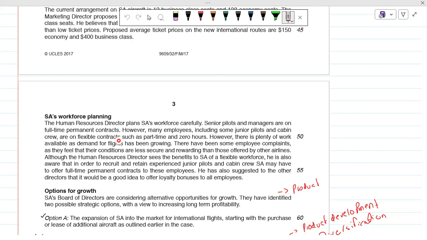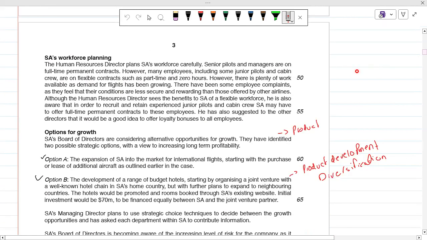So we know what a part-time flexible contract is. Do you know something about zero hours? What is zero hours basically? Do you know something about what zero hours is?